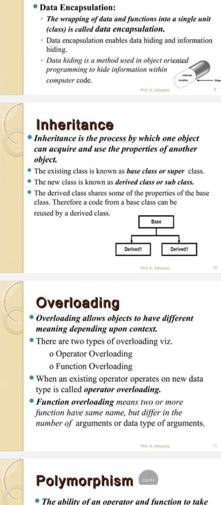Then function overloading. Overloading allows objects to have different meanings depending upon context. Function overloading means using the same function name with different parameters. It improves readability and flexibility of the program.